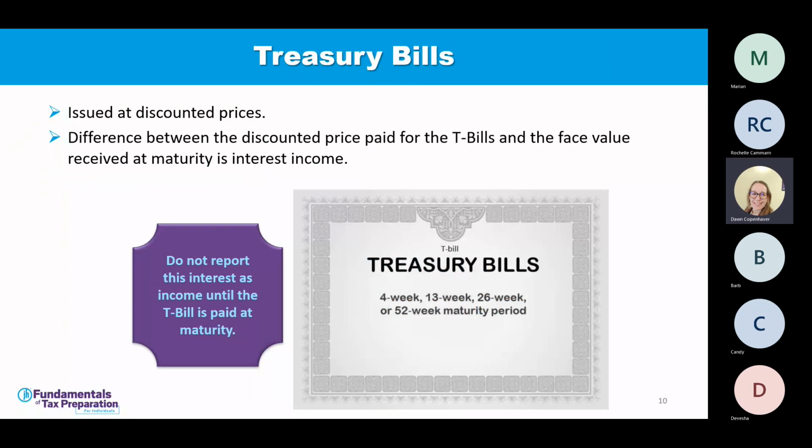So how do treasury bills work? They're issued at discounted prices, and the difference between the discounted price you paid and the face value at maturity is the interest portion. And you don't claim that interest until the T-bill is paid out at maturity. So as it's growing, you don't have to do anything with it. It's when it's actually reached its maturity. So 4 weeks, 13 weeks, 26 weeks, or 52 weeks.